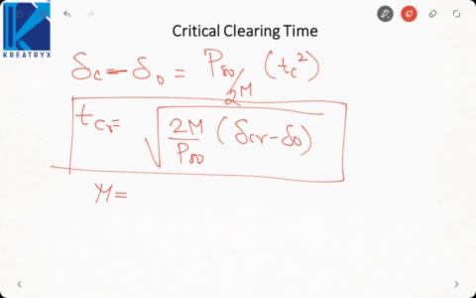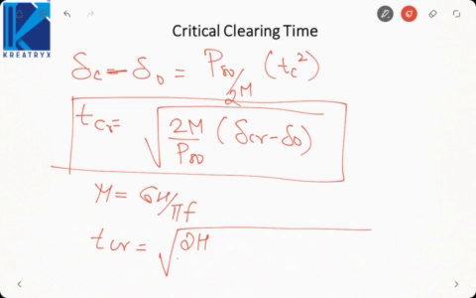Now we know M is equal to GH by pi f. So critical clearing time will become square root of 2H by pi f Ps naught into delta cr minus delta naught. But here this Ps naught will be in pu, because Ps naught upon G will give me per unit power of the shaft input.